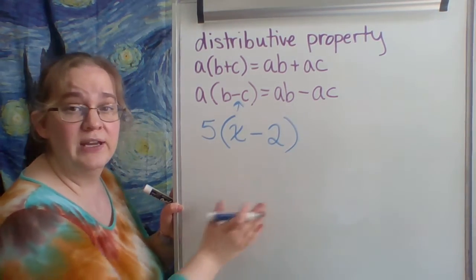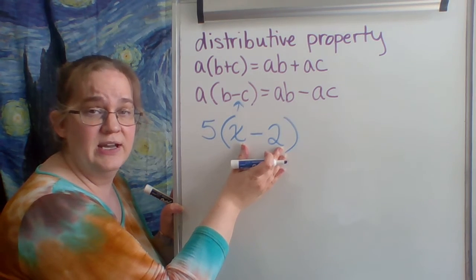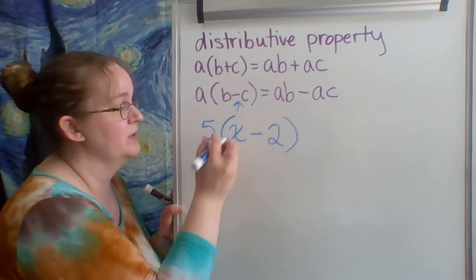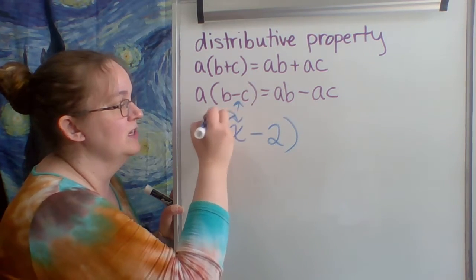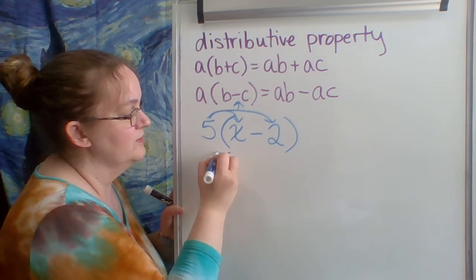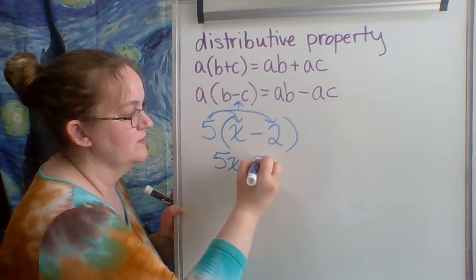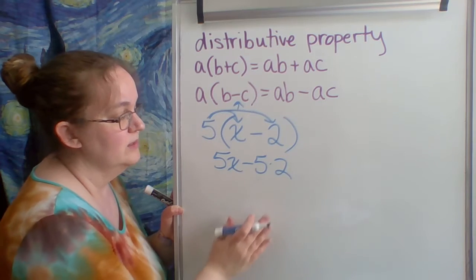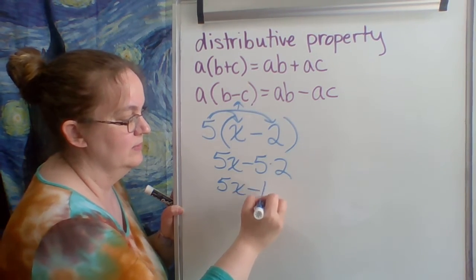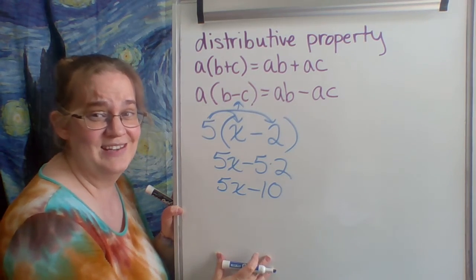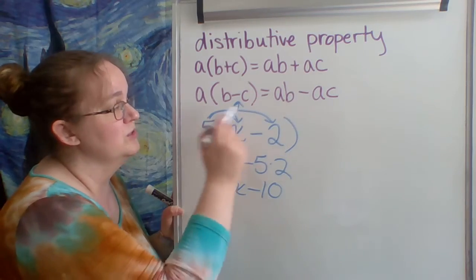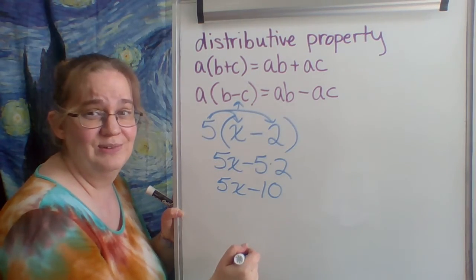Okay. If I have a difference inside the parentheses and I'm multiplying by the number outside, I can use the distributive property as well. It's the same rule. The number on the outside, you multiply by both numbers on the inside. So 5 times x minus 5 times 2. Well, I can leave it like that, or I can simplify so that it's 5x minus 10, okay? Again, same process with your distributing to rewrite, okay?